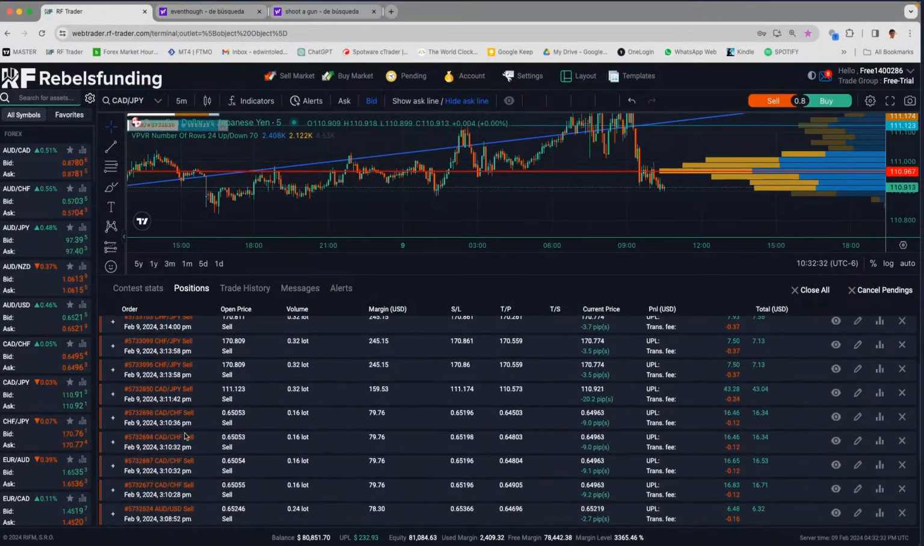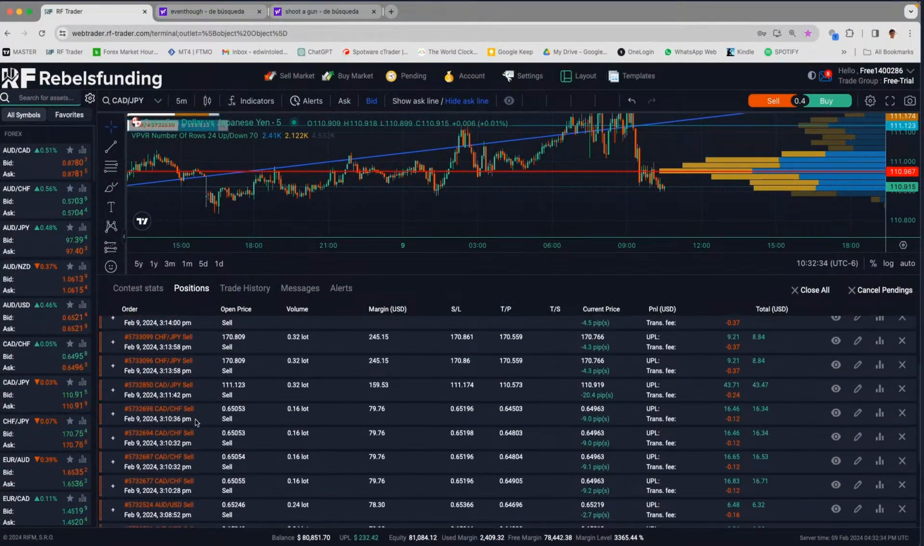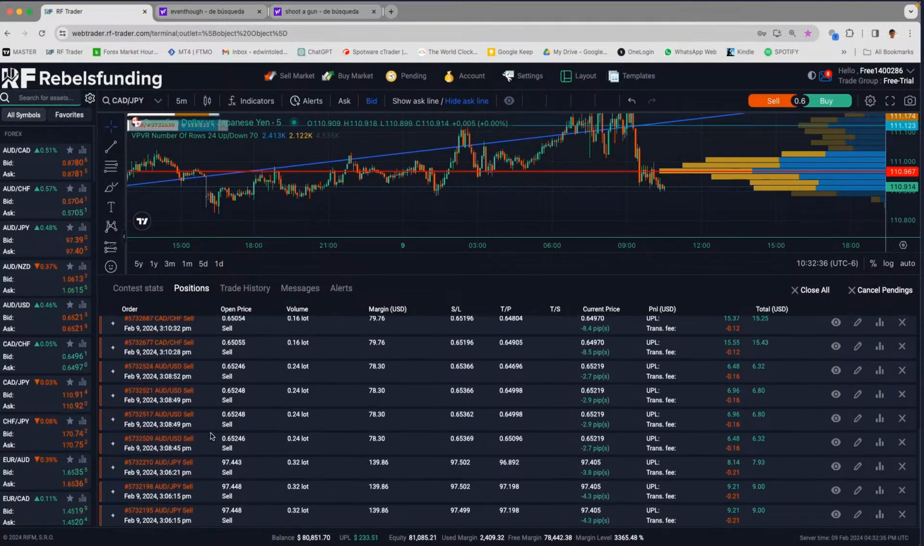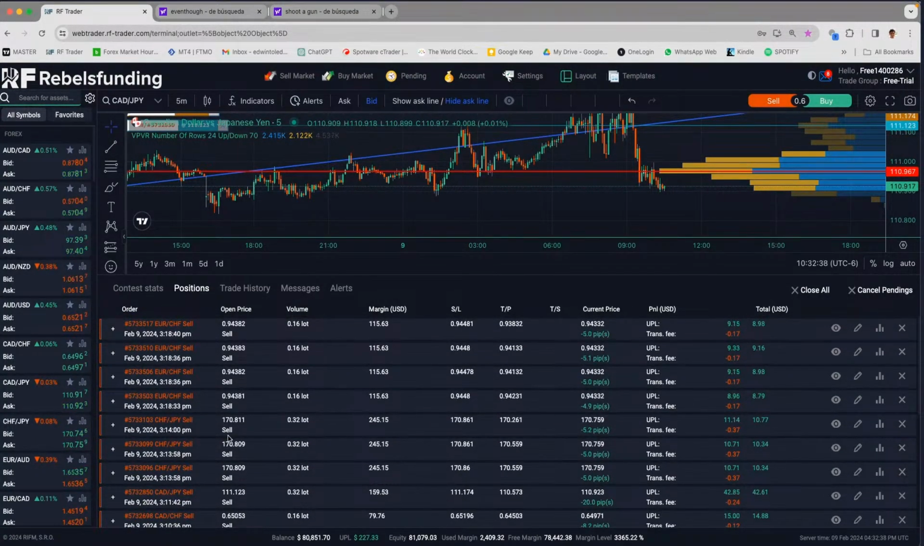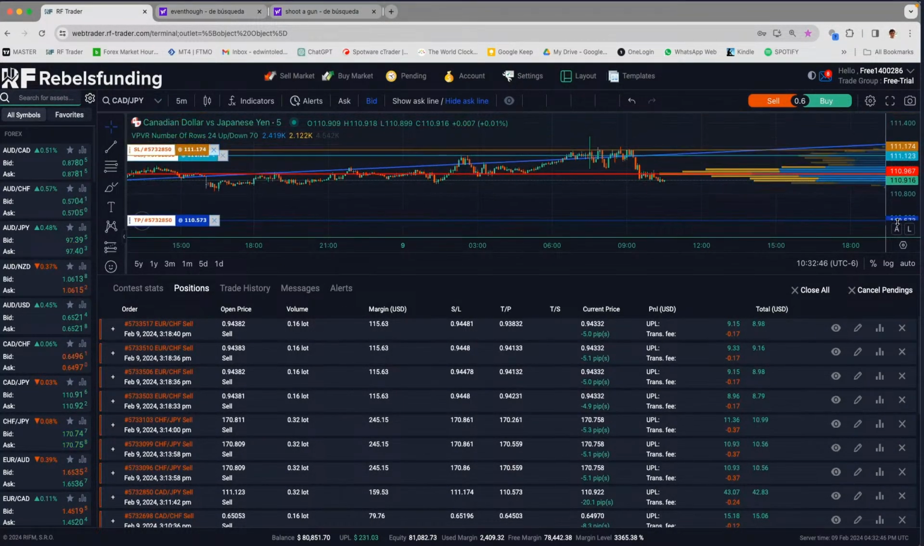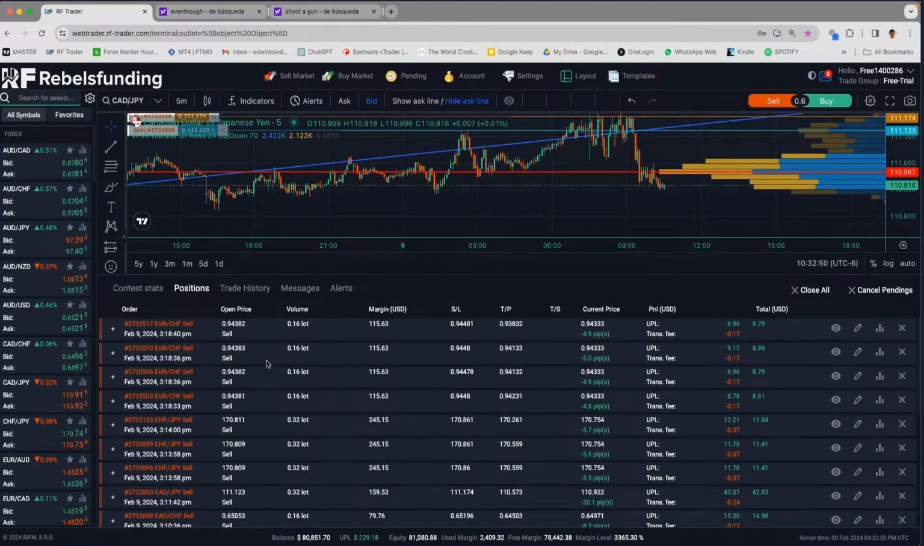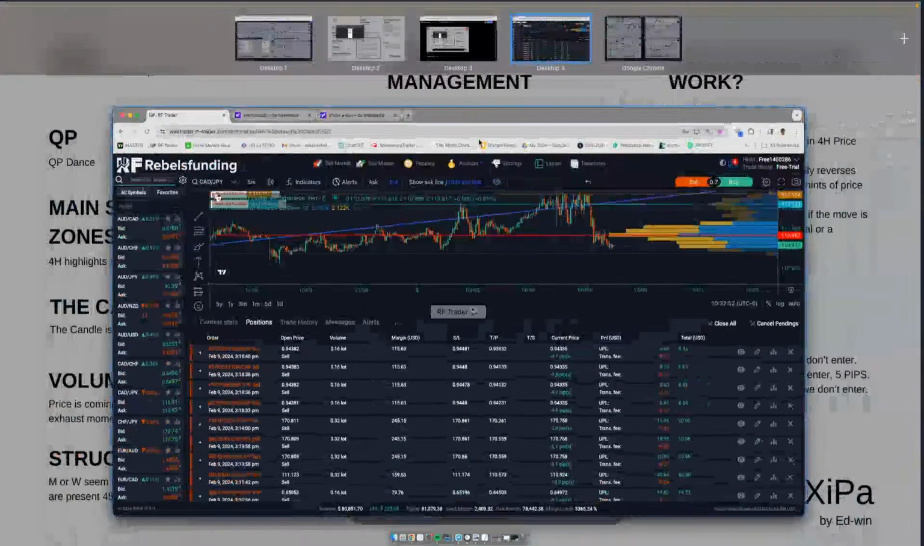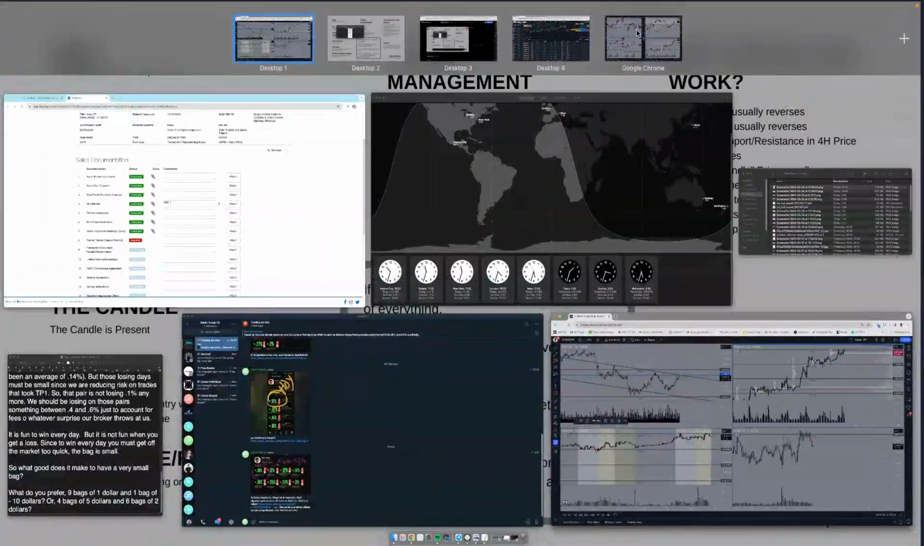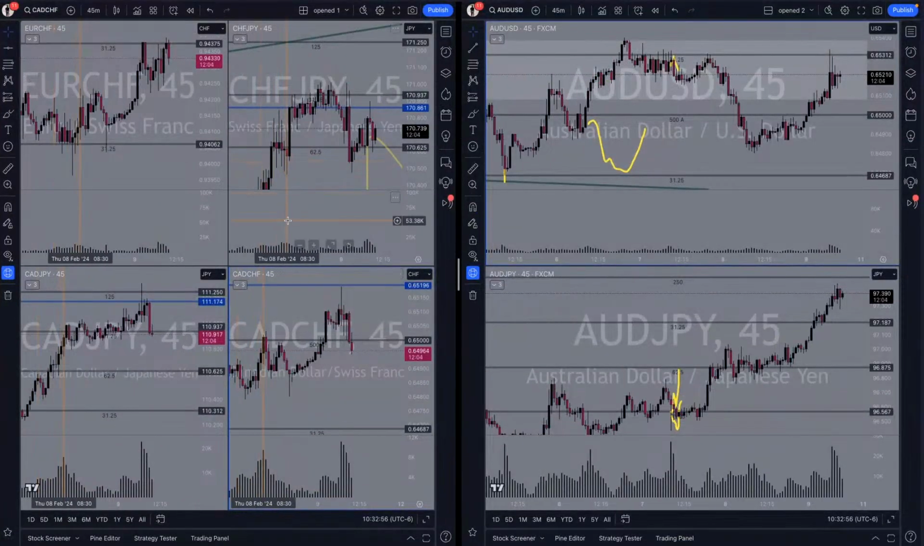Cat Gen, once price went that far, I mean, yes, Cat Gen. If Cat Gen is close and getting shy of TP2, I'm going to take profits. Oh, we did that on Cat Gen. We didn't do it on Cat CHF.